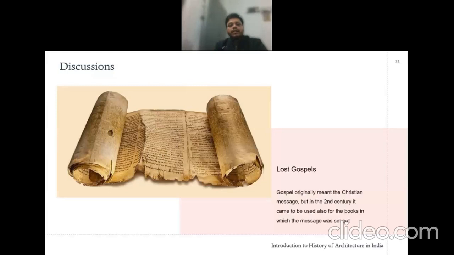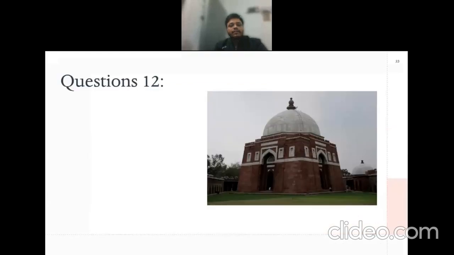Yeah, so this is the Lost Gospels. Gospels originally meant the Christian message, but in the 2nd century it came to be used also for the books in which the message was set out. Fine. So this is the Lost Gospels. Yeah. The next question, identify this one.